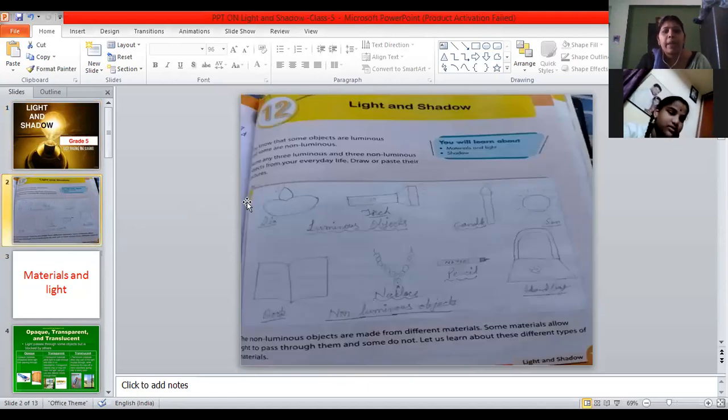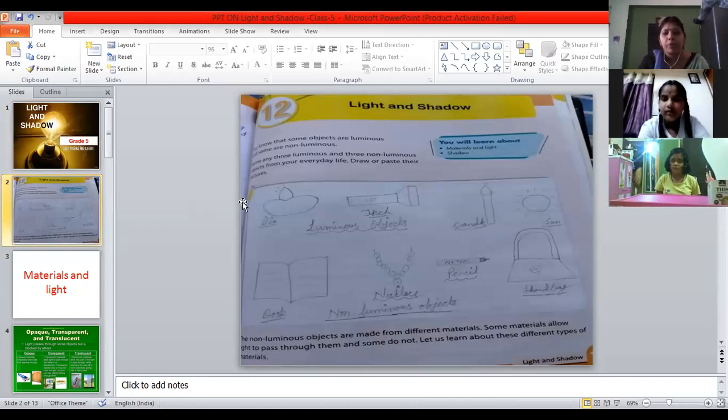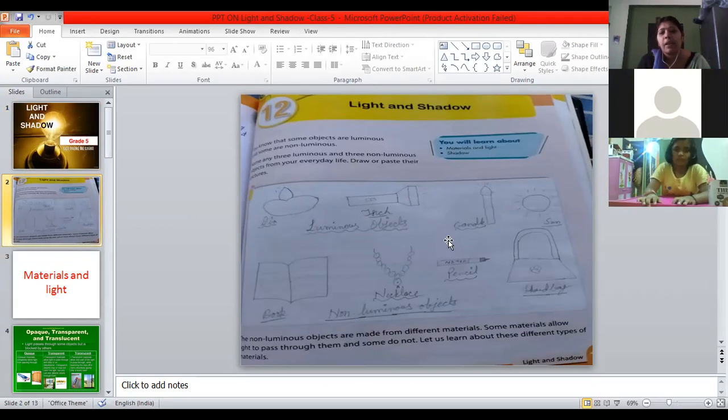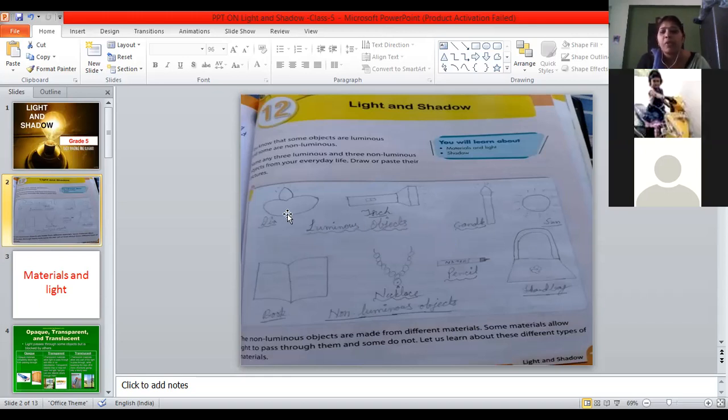In our day-to-day life, we see many objects. Among those objects, some of them will give light for us, some of them do not produce light on their own. So they are classified into two types, luminous objects and non-luminous objects. What are those, children? Those are classified as luminous objects and non-luminous objects. What are luminous objects? Objects that produce light on their own are called luminous objects. What are non-luminous objects? Objects that do not produce light are called non-luminous objects.